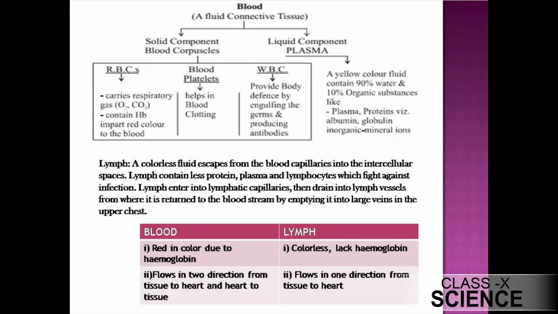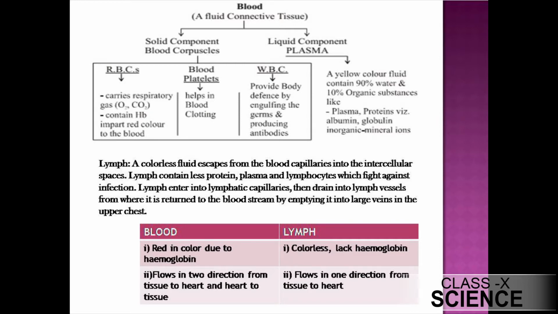Now this tissue fluid gets drained into the lymphatic capillaries. After the tissue fluid has drained into the lymphatic capillaries, it is called lymph. From the lymphatic capillaries it moves to the lymph vessels, and from the lymph vessels it is drained out into the vena cava, and from there it is moved into the body.